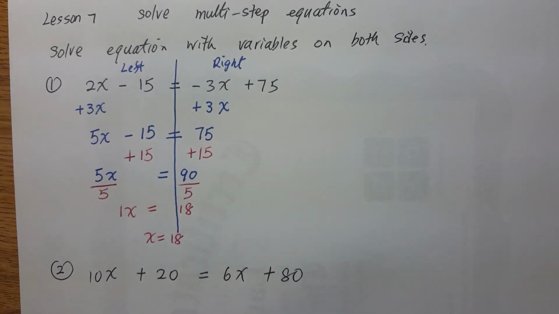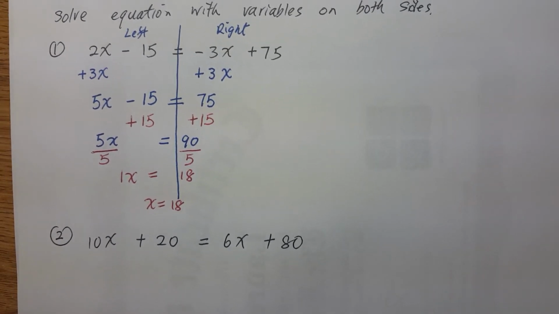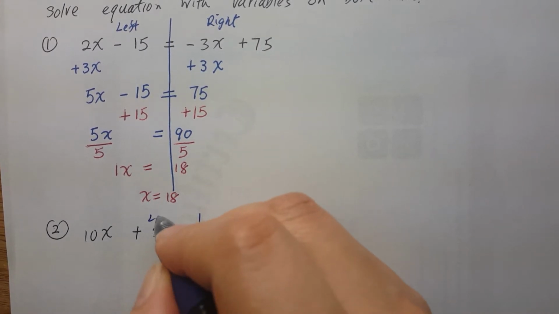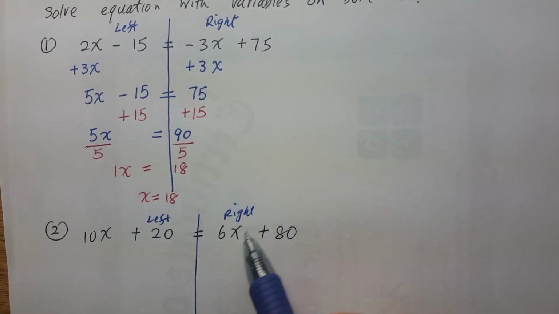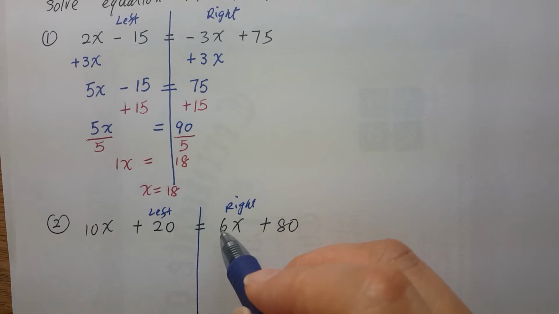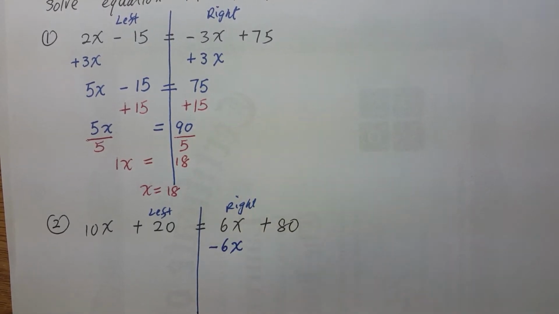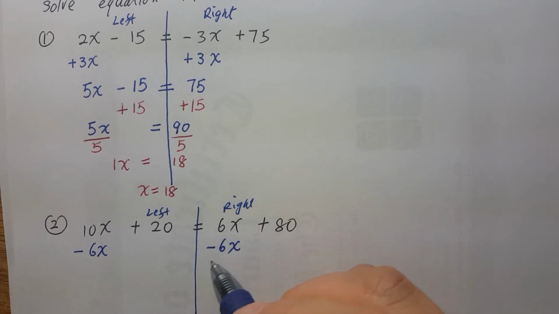Now let's take a look at question number 2. We have 10x plus 20 equals 6x plus 80. We have the left side and the right side. On the right, we have 6x plus 80. We always begin with the right. 6 is positive 6, so therefore we do minus 6x. Now we have to balance, so we minus 6x on the left. Now 6x minus 6x disappears, so we have 80 left over.